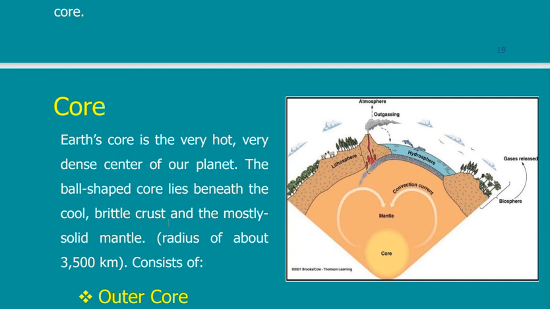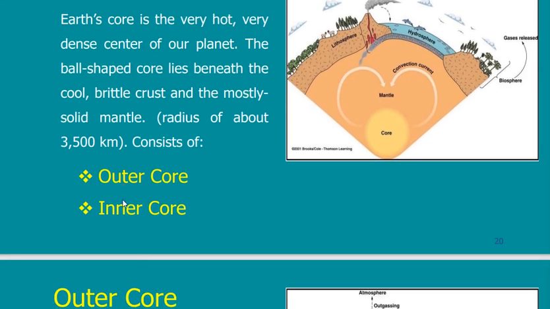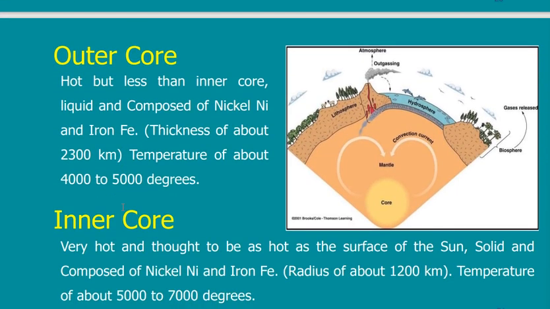Why do we say solid mantle? You will know now, because when we speak about the core, you will find that there is a layer that is completely liquid. The total radius of the core is about 3,500 kilometers. It consists of the outer core and inner core. Luckily, the outer and inner core do not have other names. It is outer core and inner core. We don't have to memorize another name.